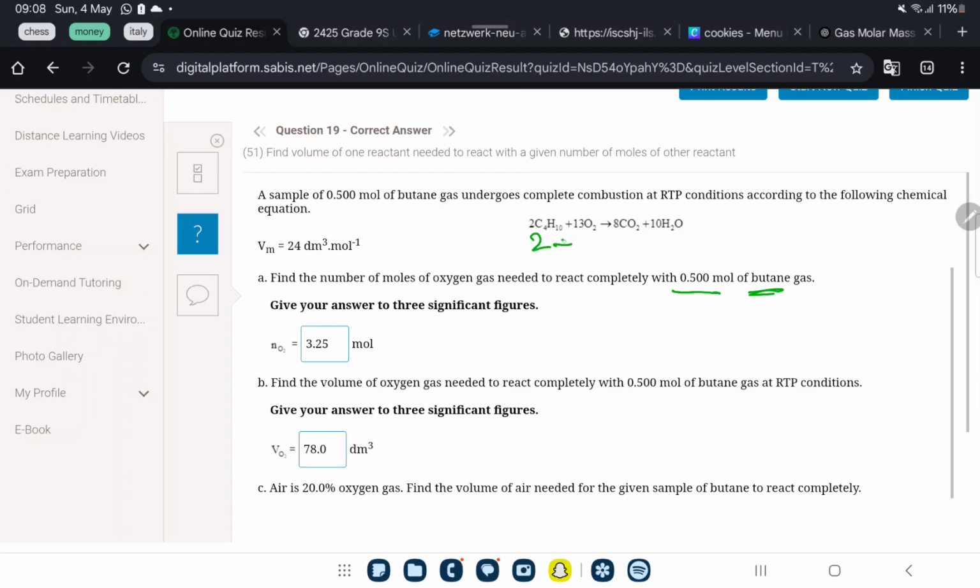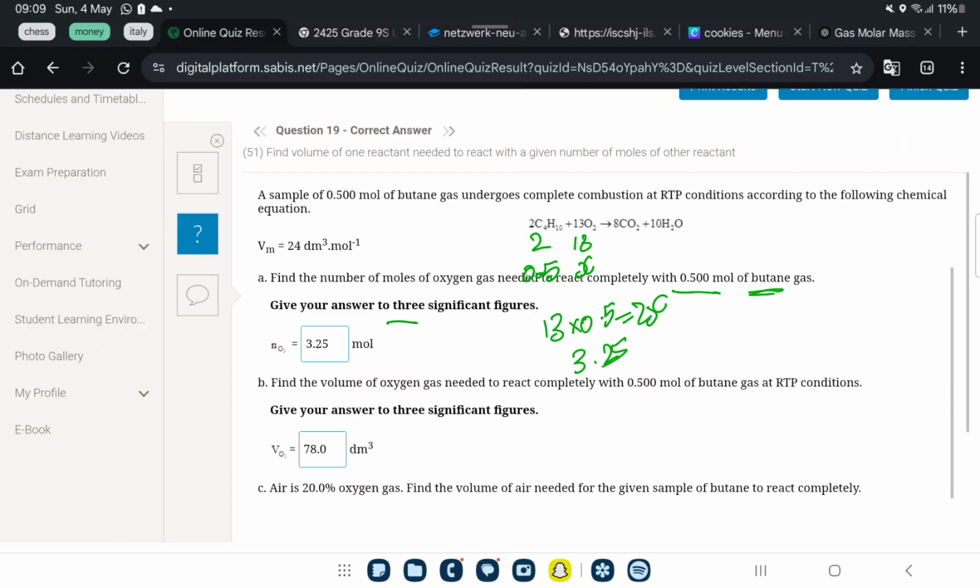We need 13 oxygen for it. We have 0.5 and x, cross multiply. 13 times 0.5 equals 2x. Do it in your calculator or solve for x. You get 13 over 4 or 3.25. 3 significant figures. It's already 3 significant figures. You don't need to do anything else for it.